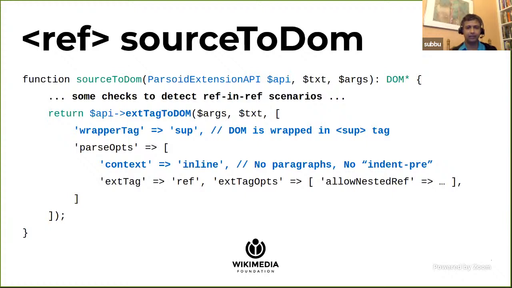But besides that, essentially all you're doing is asking the API to convert the extension tag to a DOM. And since a ref tag wraps its output in a sup HTML tag, you pass the option where you ask that the wrapper tag be a sup. And given that it's used in inline context, you say that the context is inline, which means no paragraphs and no indent pre. And that's about it. That's all the ref tag does. It asks the API to convert it to DOM and returns a DOM.